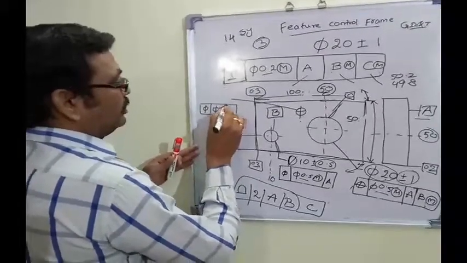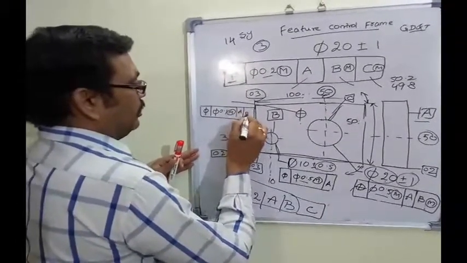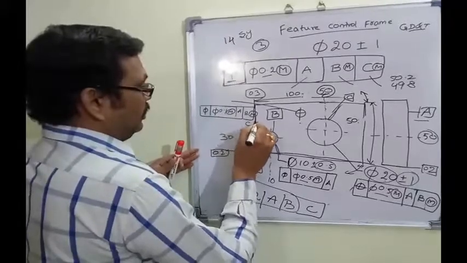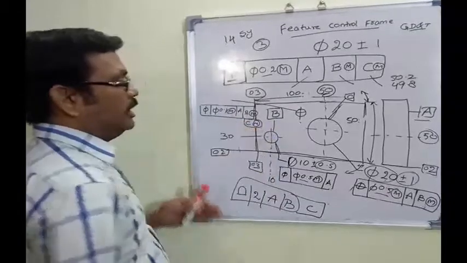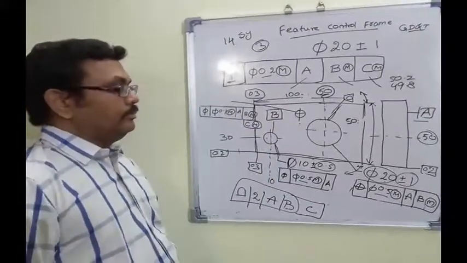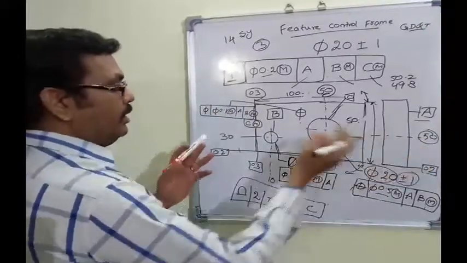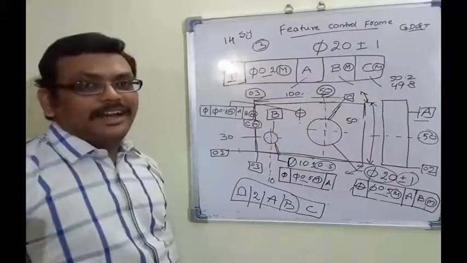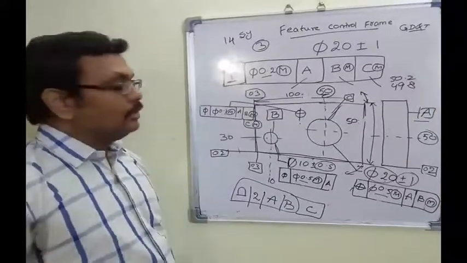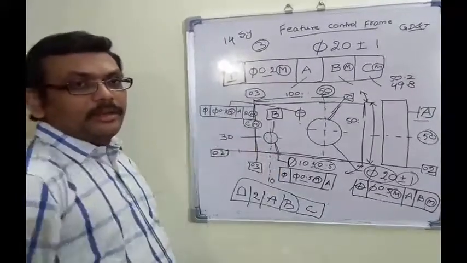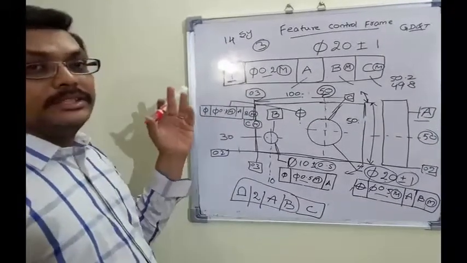Diameter 0.1 or something, MMC, A, B MMC, and C MMC for this, because we are taking datum A, datum B as well as datum C. So we are qualifying all the datums in this GTOL to fix the component. So this symbol we have to use based on the application.